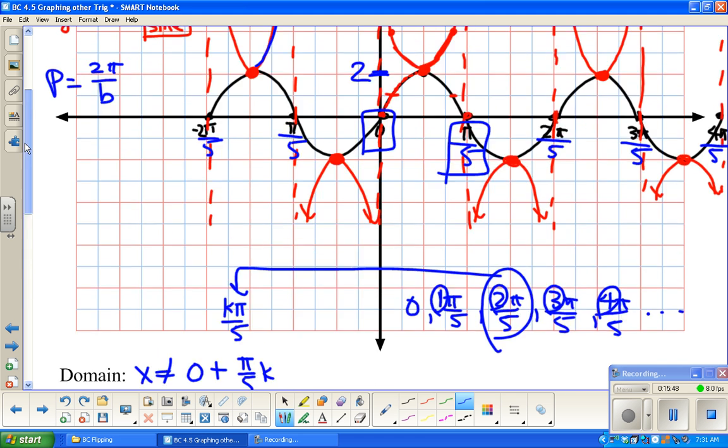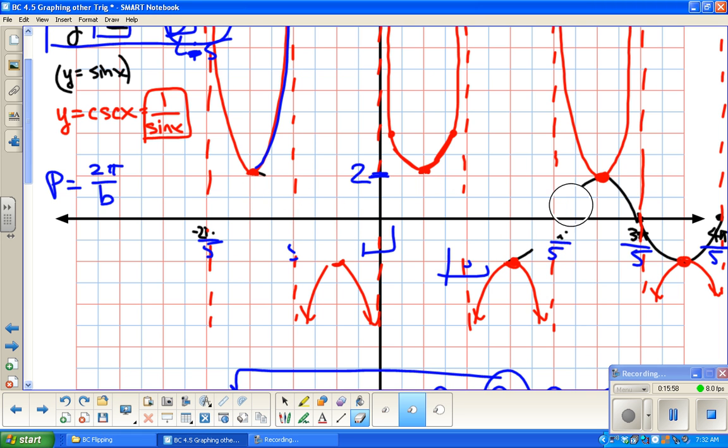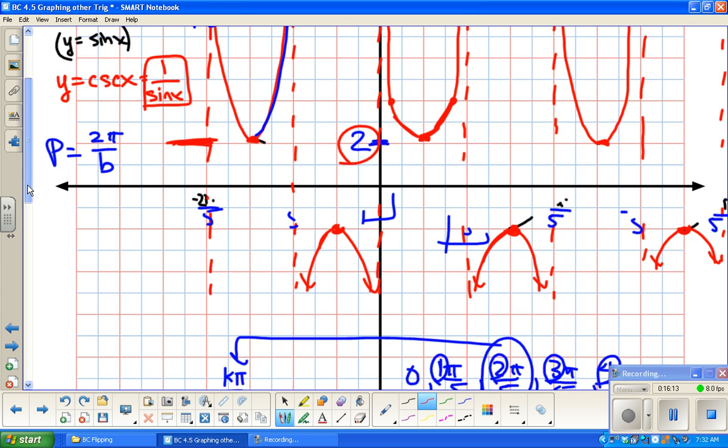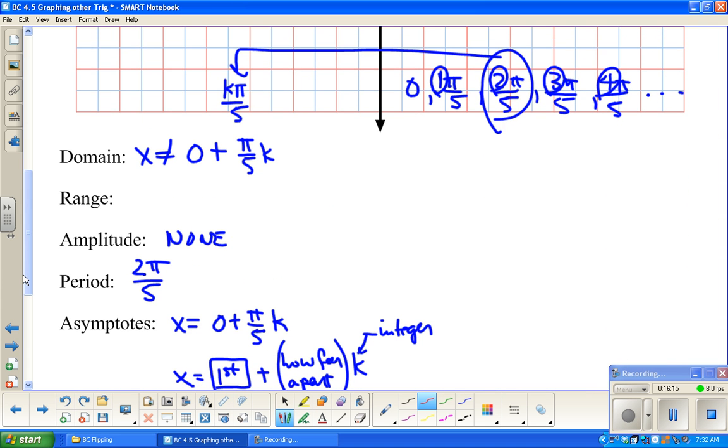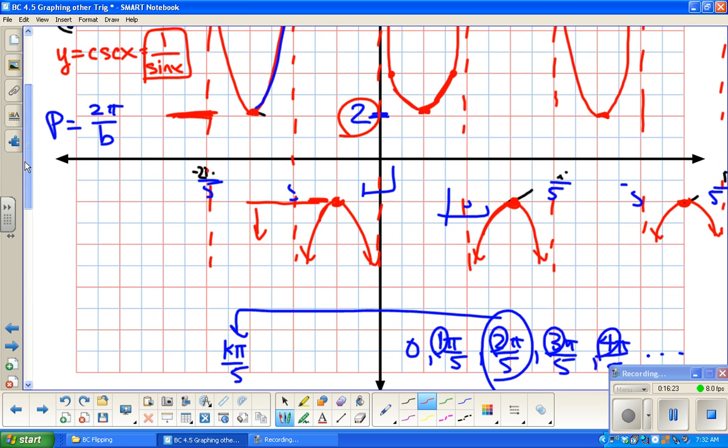Okay, range. Remember that this sine function was not really here. I know I did this last time too, but the whole idea is that we just use the sine as a guideline to make these little parabola U-looking things. So really the graph is these red things. That's really the graph. So the range really is from 2 and above and from -2 and below.